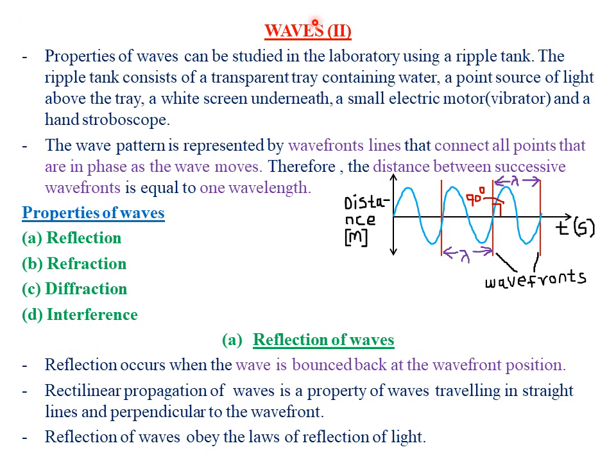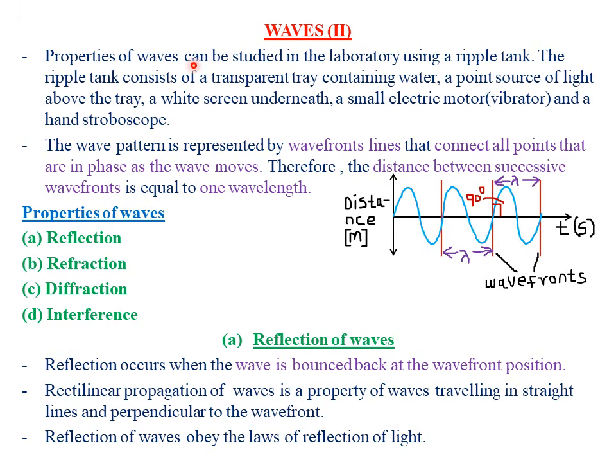So today we are looking at waves 2, meaning that we had waves 1. To understand waves 2 better, I will advise you to go back and watch our videos on waves 1 so that you'll be in a position to understand waves 2 better. Under waves 2, we'll basically be looking at the four properties of waves, that is reflection, refraction, diffraction, and interference. So let's start by looking at how the waves can be studied in the laboratory.